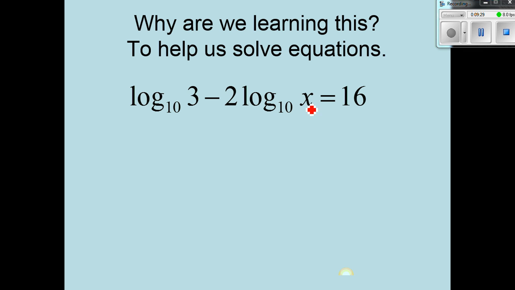And if you look at this equation, the one thing that I can think of doing right away, being that they both have the same base of base 10, and I see a subtraction, is I would condense these down using the quotient property. And then by putting them together and using the quotient property, then I'll be able to use other steps to help me solve this equation. But today or tomorrow, our focus is to be able to condense and expand.